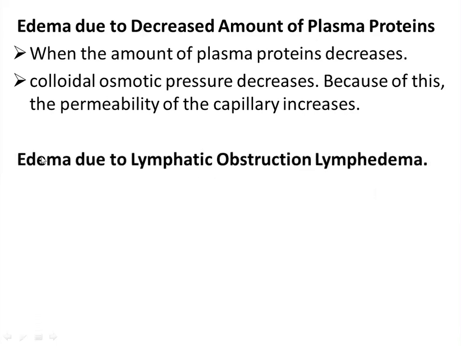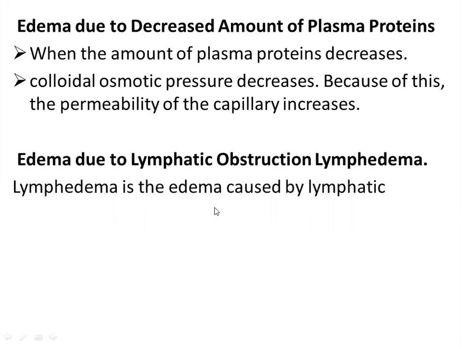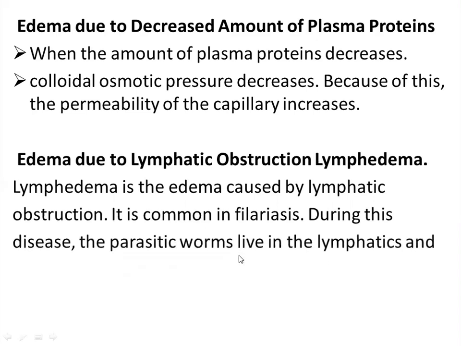Then we will see edema due to lymphatic obstruction, which is called lymphedema. In lymphedema, edema is caused by lymphatic obstruction. It is common in filariasis, right? During this disease, parasitic worms live in the lymphatics, and these worms obstruct the drainage of the lymph. So what will happen? The lymph is prevented from moving to the blood, right?